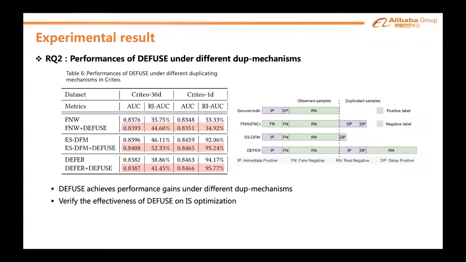Next, we evaluate whether DIFUSE can be effectively applied to different types of duplication mechanisms. As mentioned above, different dupe mechanisms only affect the expression of the relationship between P and Q. Therefore, our optimization of IS is naturally applicable to all dupe mechanisms. It can be seen that under the three commonly used duplication mechanisms, the effect of the version optimized by DIFUSE is stable and always better than that of the original methods. This verifies the effectiveness of DIFUSE on IS optimization.